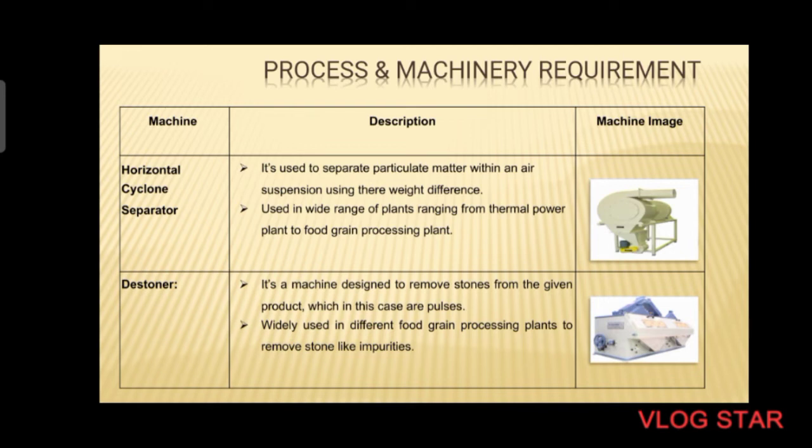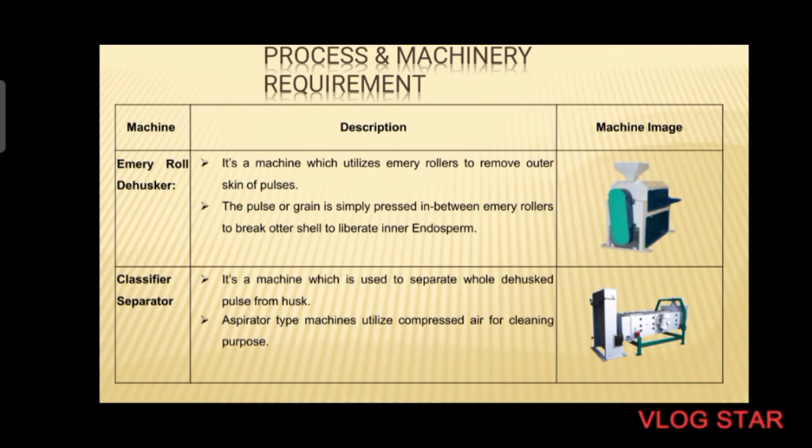De-stoner. It's a machine designed to remove stones from the given product, which in this case are pulses, widely used in different food grain processing plants to remove stone-like impurities. Next, emery roller dehusker. It is a machine which applies emery rollers to remove outer skins of pulses. The pulse grain is simply pressed in between emery rollers to break the outer shell to liberate the inner endosperm.